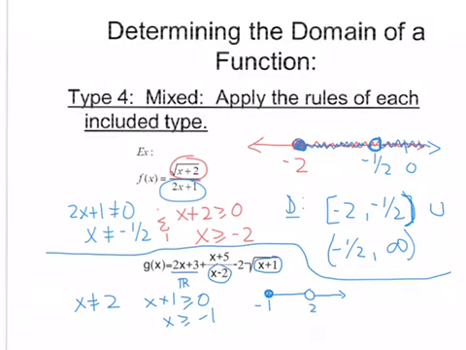So my domain is from negative 1 to 2, skip 2, and then from 2 to infinity. If you look at the graph of that, I think you're going to find that it kind of just starts at the point negative 1, has an asymptote at 2, and then goes on infinitely from there. You might want to check that out. And that is it for mixed domain.